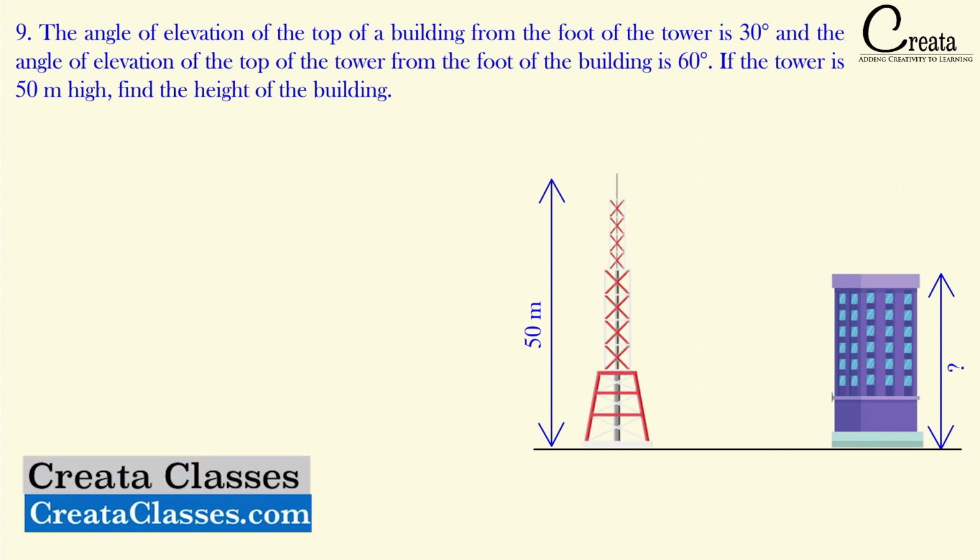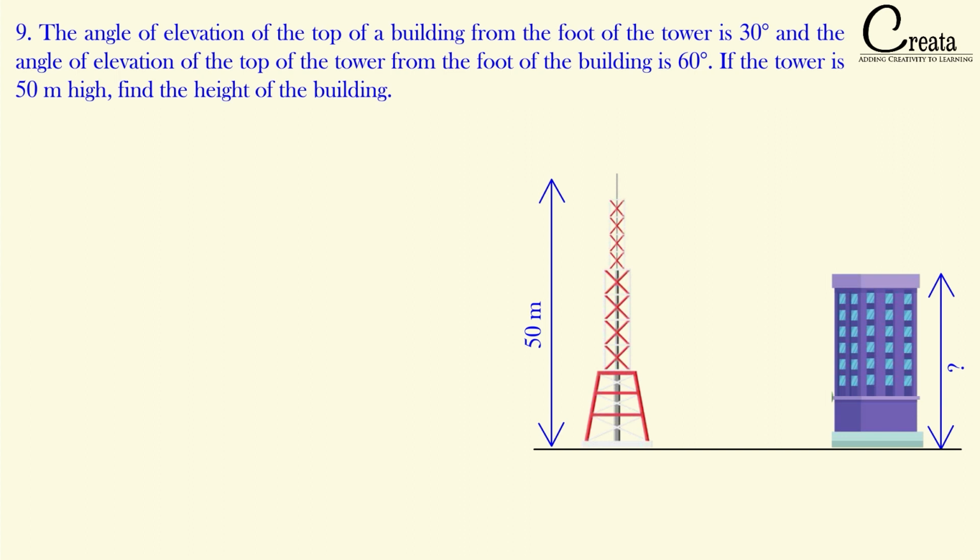Further, the angle of elevation of the top of the building from the foot of the tower is given. It means we are looking at the top of the building from the foot of the tower. The angle formed is 30 degree with respect to the horizontal line. Further, the second angle of elevation is also given. In this case, we are looking at the top of the tower from the foot of the building and the angle formed is 60 degree.